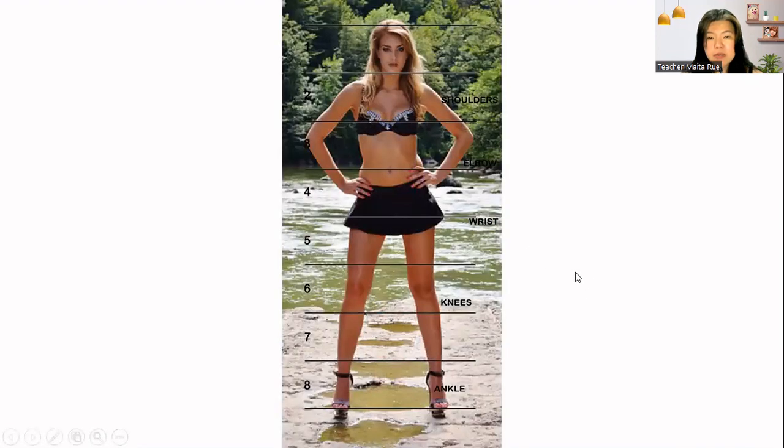Okay, let's get another one. So I have another model also from Pixabay. She actually also falls under the 7.5 heads proportion if she didn't wear heels. So same, she falls under that category. See the shoulder, the elbow would touch here if her arms were straight down, and there she is.